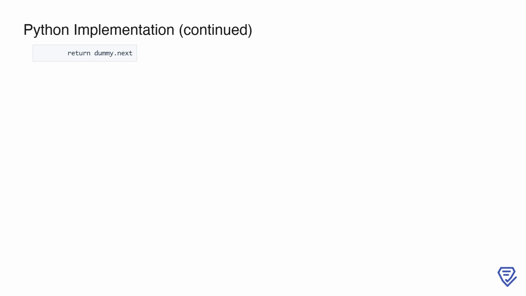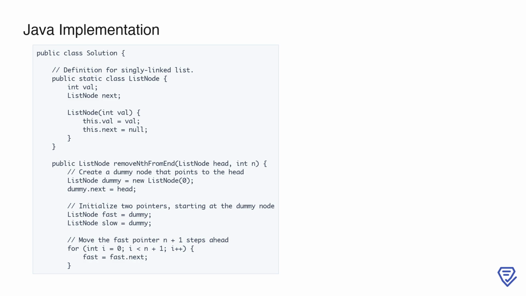To remove the target node, we adjust the next pointer of the slow node to skip over the node to be deleted. Finally, we return dummy.next, which points to the head of the modified list. This approach ensures that the linked list is updated correctly, even in edge cases, and the solution runs efficiently with O(n) time complexity.